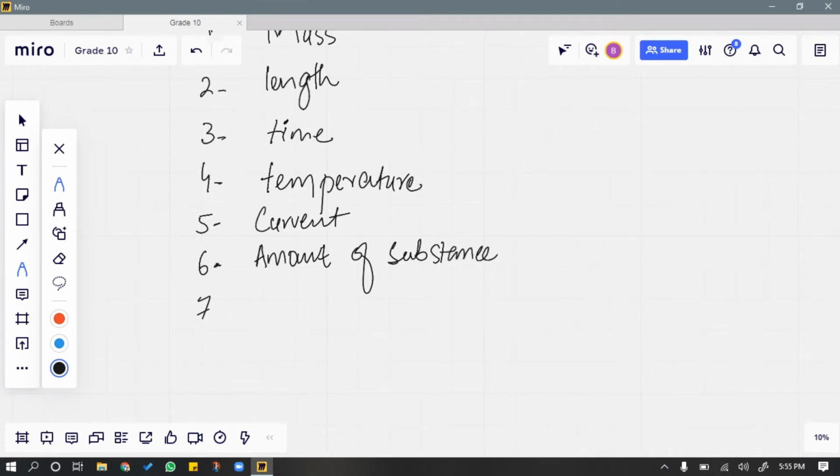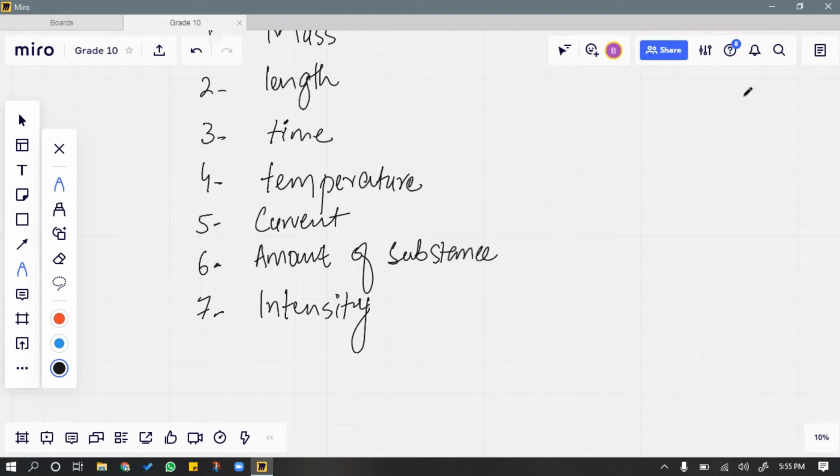And the seventh one is intensity of light. These last three quantities which I mentioned are quantities we use in some specific scenarios. They are too specific, like intensity of light. We usually cannot mention intensity of light in a normal routine. Likewise, if you wake up in the morning, you don't say, "Today the intensity of light is too much." But still, intensity of light is a basic quantity.